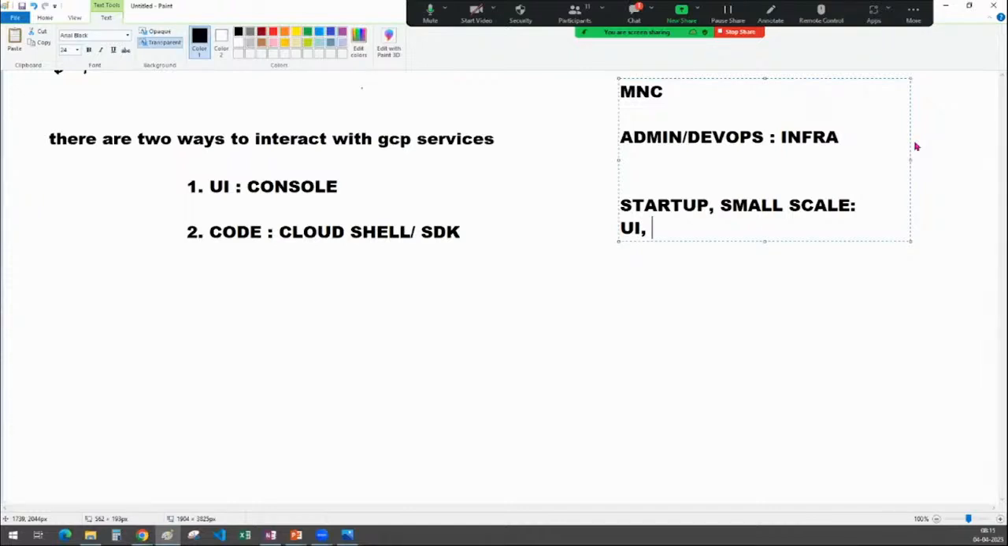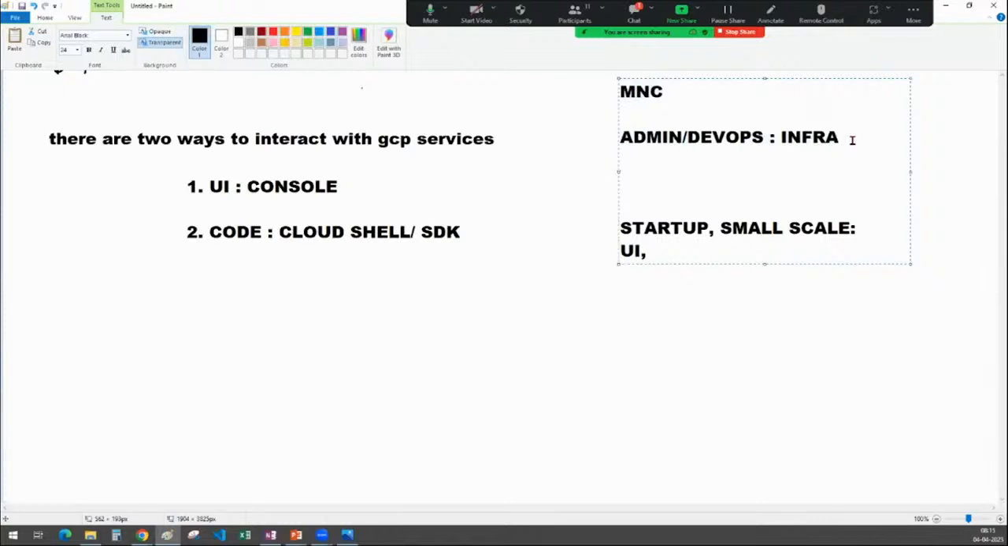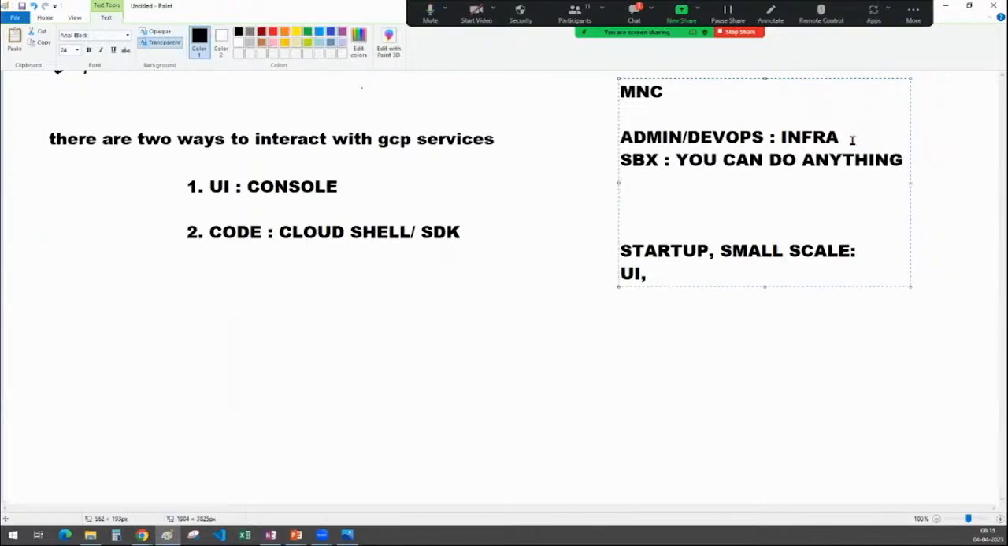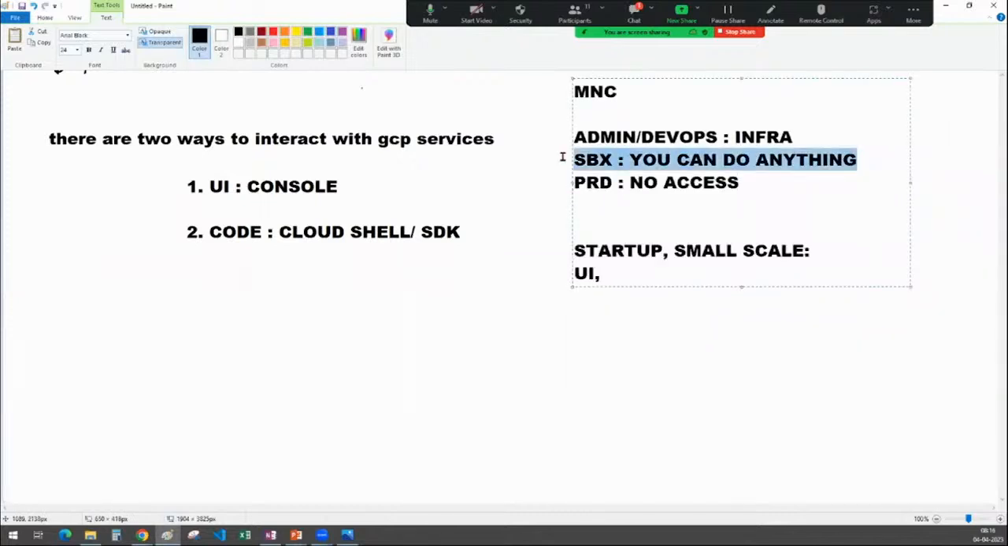But when you go to MNC companies, most of the times they will not provide you access to do that. But there is an environment called sandbox. In that sandbox, you can do anything. But if you look at the prod environment, they will not provide you any access at all. If you want to practice anything, you can go and do it in the sandbox. But in a startup, you will be provided access to all of the things and you can work with that. So this is what it is.